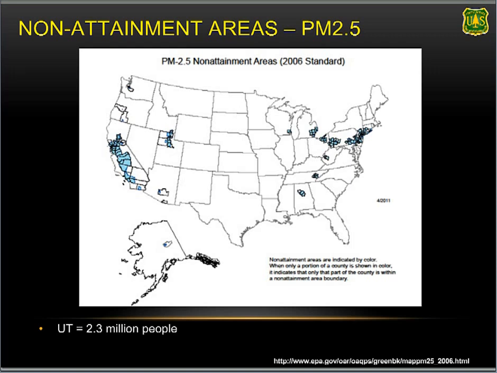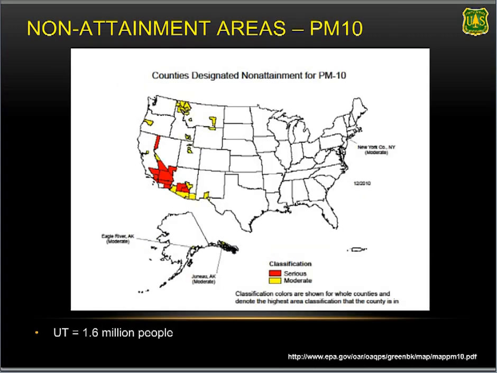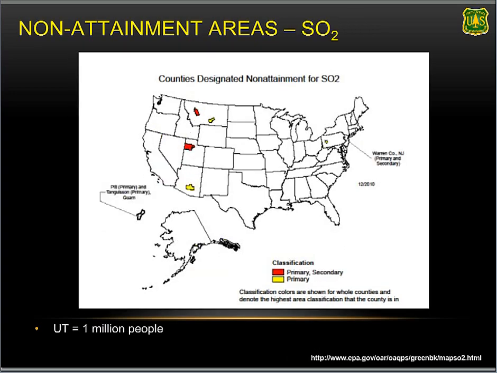This is the map for PM 2.5. I focused on some of the numbers here because this is a presentation through Utah, the amount of people that are exposed. You can see the regional variation: California, New York, Ohio, Michigan, but parts of Utah also have this. And in Utah, 2.3 million people live in non-attainment areas for PM 2.5. For PM10, most of the non-attainment areas are to the west, and again in Utah, 1.6 million people are in non-attainment for PM10, which is particulate matter less than 10 microns.